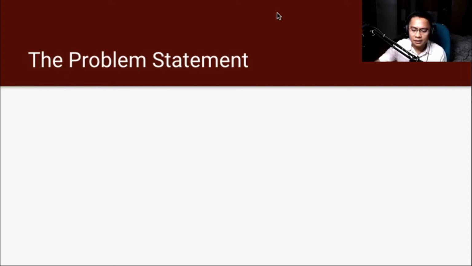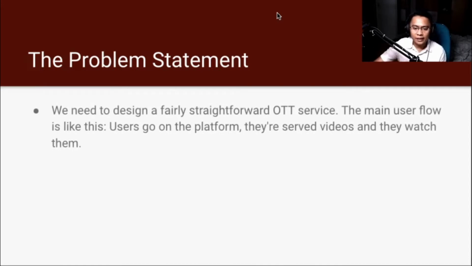Before we start designing anything, the first thing that we need to do is to understand the system requirements. To make it simple, in this video, we're just gonna create a very straightforward OTT service with a domain user flow, something like this. Users go on the platform, they are served videos and they watch them.